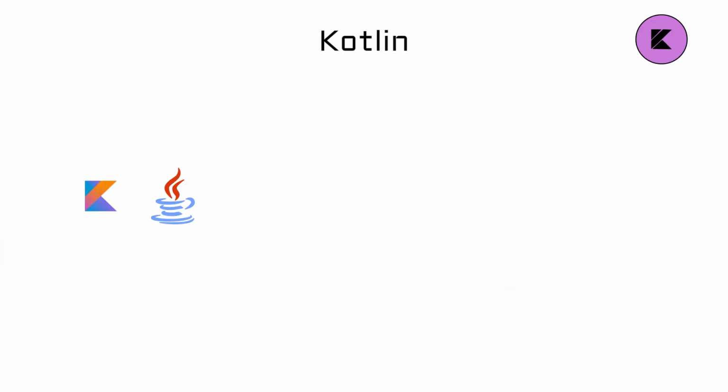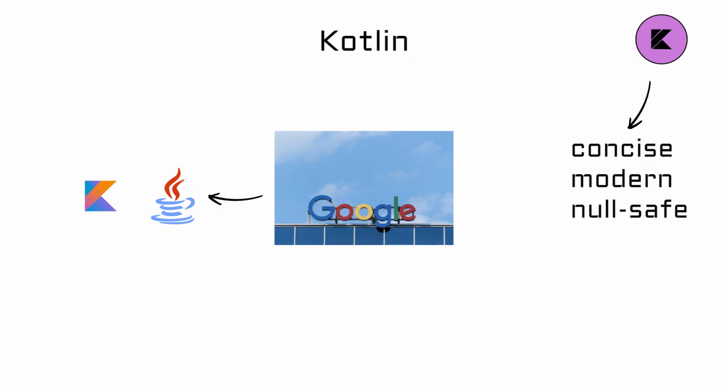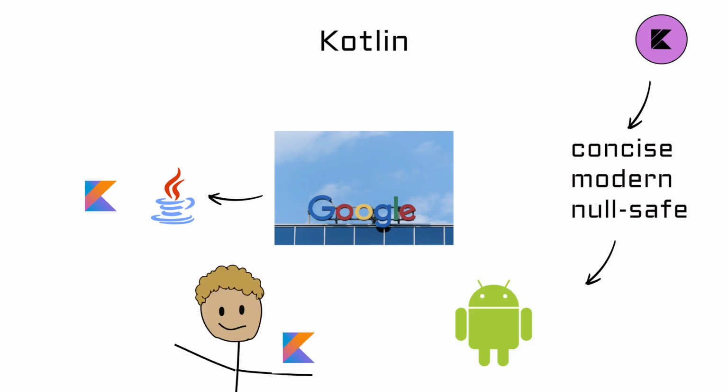Kotlin. Kotlin is Java's close cousin and the official language recommended by Google for Android development. It's concise, modern, and null-safe, meaning no more worrying about your app crashing right after launch. It's fully interoperable with Java, making it easy to mix into existing projects. Many new Android apps start with Kotlin simply because it's more enjoyable to write.